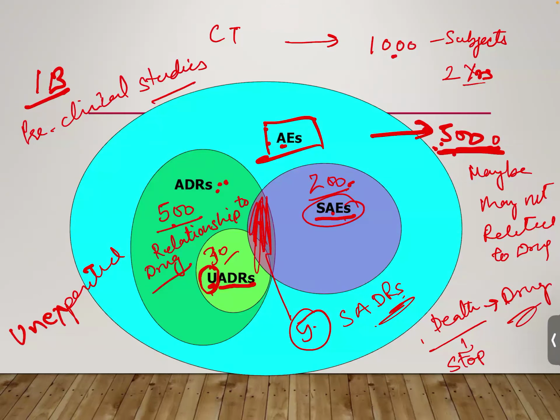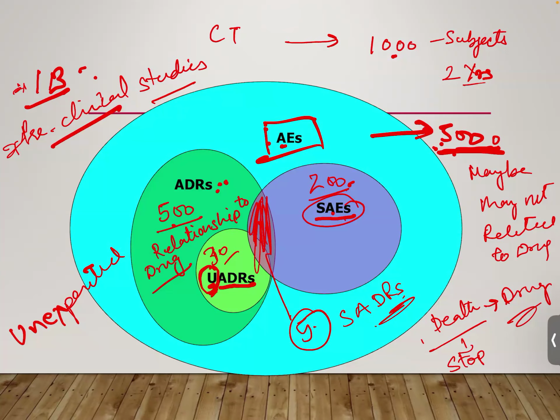Or you can say animal study. So from this, we got a reasonable clue that there may be certain reactions. But unexpected is those that are not mentioned in any of these. Suppose this is having an impact on BP, but it never came into notice in a preclinical study or earlier studies that they have done. That comes under unexpected.